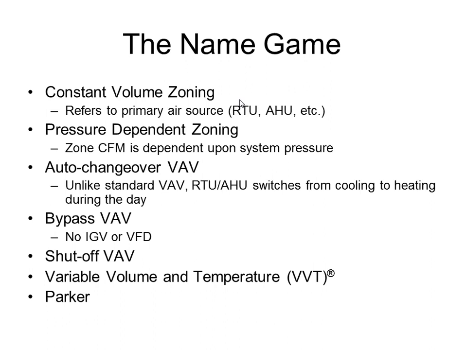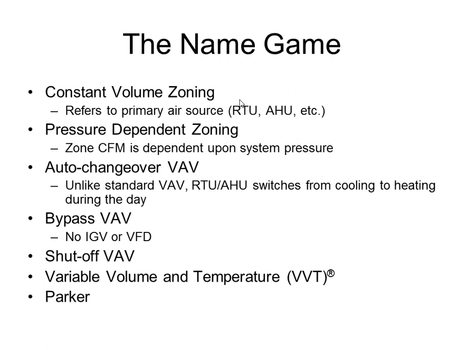So we have constant volume zoning. And when it says constant volume, it's referring to the air source or rooftop, not the actual zones. The zones do modulate or vary their volume, but the rooftop is providing one constant volume of CFM the whole time. There's also pressure-dependent zoning, where this is referring to the zones working off of the pressure of the system. They're not trying to maintain their own pressure or own CFM.